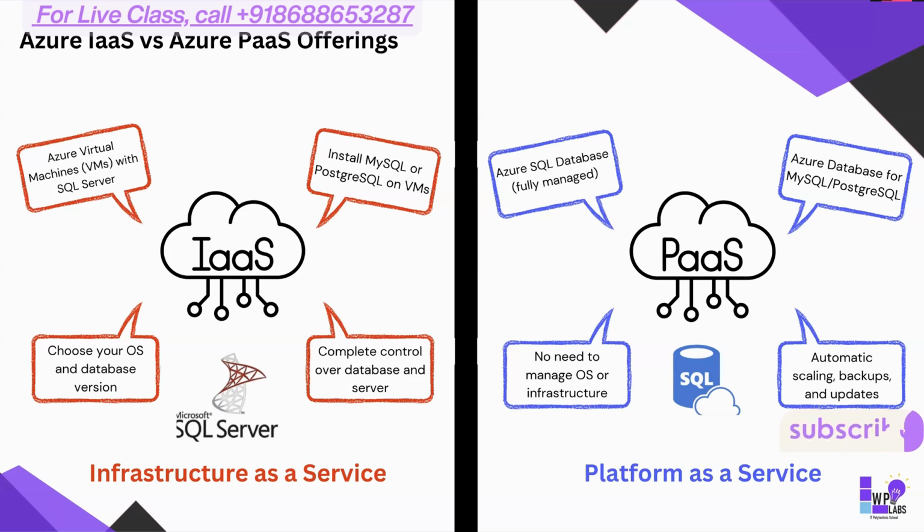Then we have no need to manage OS or infrastructure. Unlike IaaS on the left hand side, with PaaS you don't need to manage the operating system or the infrastructure. Azure will take care of all of the technical details, so you'll only focus on building and running your application. And one of the best parts of PaaS is automatic scaling, backups and updates. This means that as your application grows, Azure will adjust the resources that it needs.